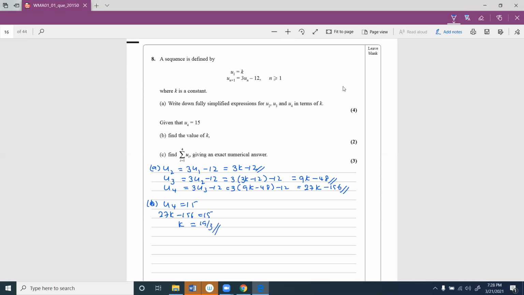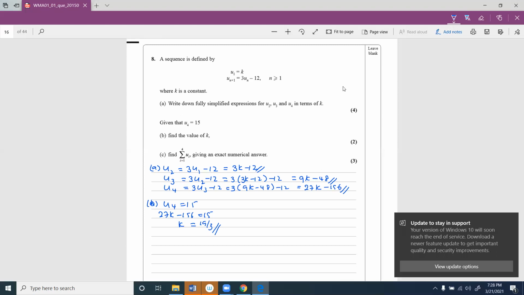Let me see whether this answer is correct. One second. The first term is k. Then 3k minus 12. Then 9k minus 12 minus 12 is 9k minus 36 minus 12, which is 9k minus 48. Then 3 times u3 minus 12 is 3 times 27k minus 144, minus 12, which is minus 156. Yeah, that's great. Then this equals 15. You get 15 plus 156, that's 171, divided by 27. Yeah, it's 19 over 3.